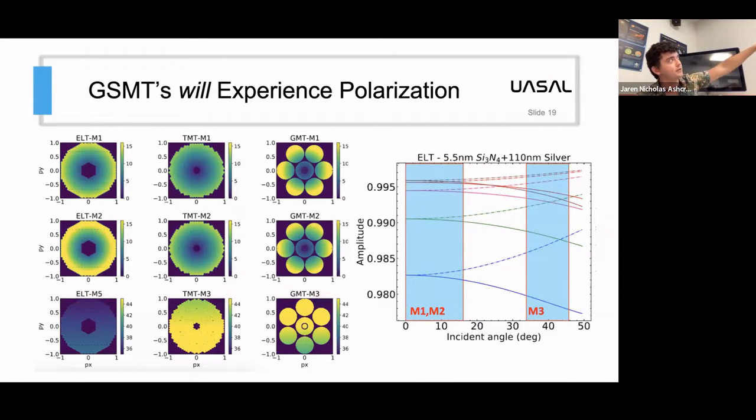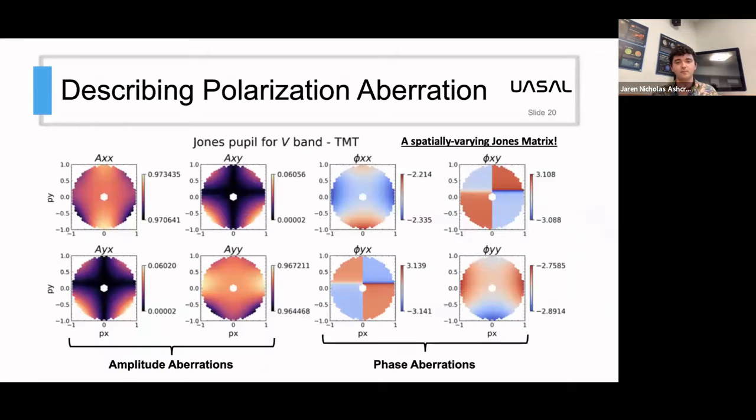Plotted in the regions shaded in blue on the right, we can see ample splitting of the different amplitudes of a given polarization state. So we know that there will be some kind of polarization performance degradation simply because of the geometry of the system and that light can be polarized. And to describe polarization aberrations, we do so using the Jones pupil.